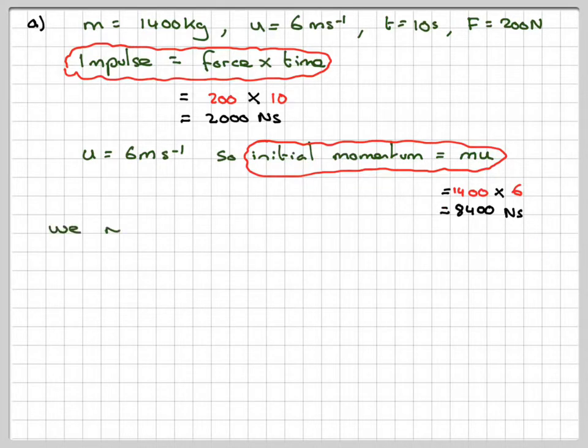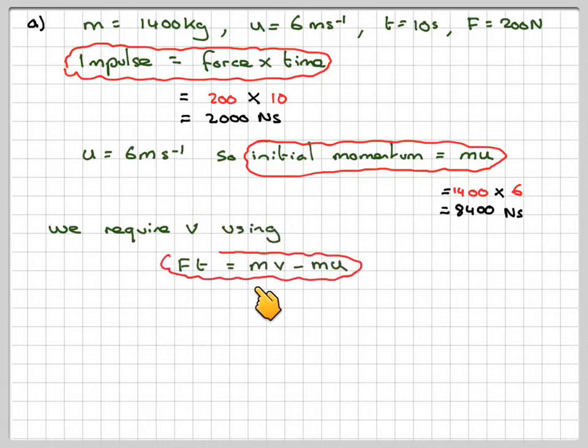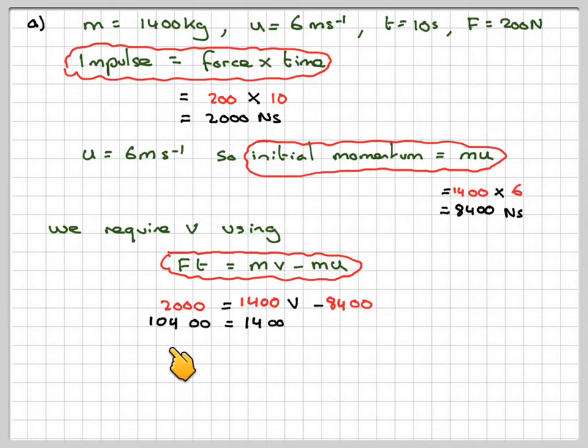We require v, so using Ft is equal to mv minus mu, which I just derived for you, and we've got the impulse. We're going to have that 2000 is equal to 1,400 v minus 8,400. Rearranging, we're going to get 10,400 is equal to 1,400 v, and therefore v will be 7.43 meters per second.